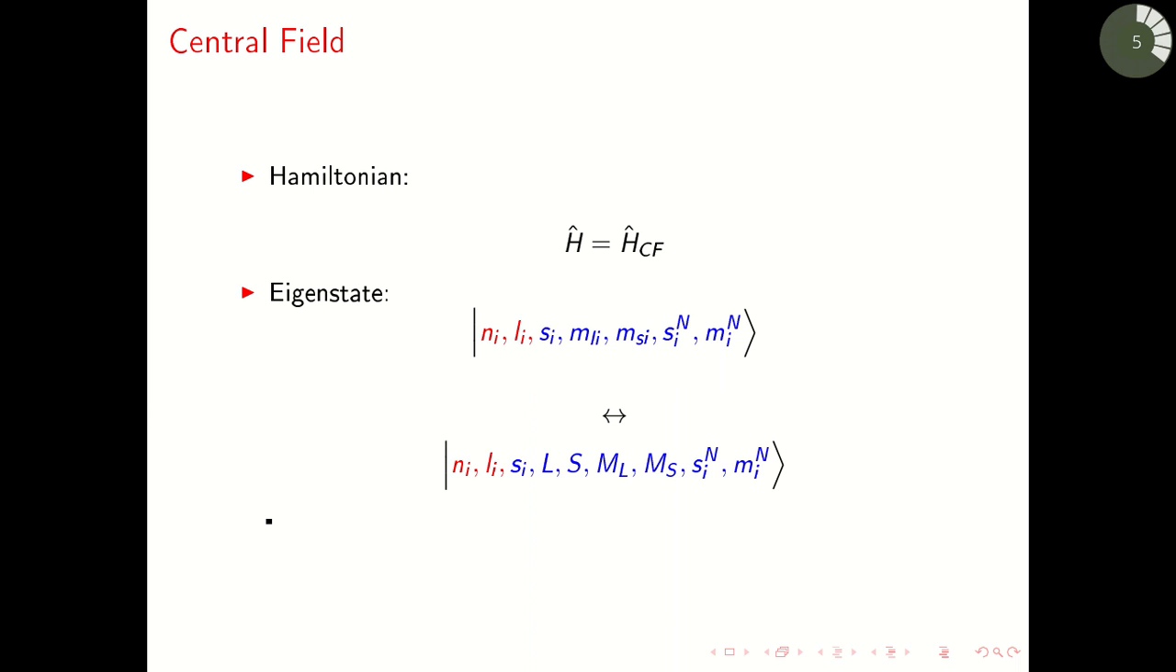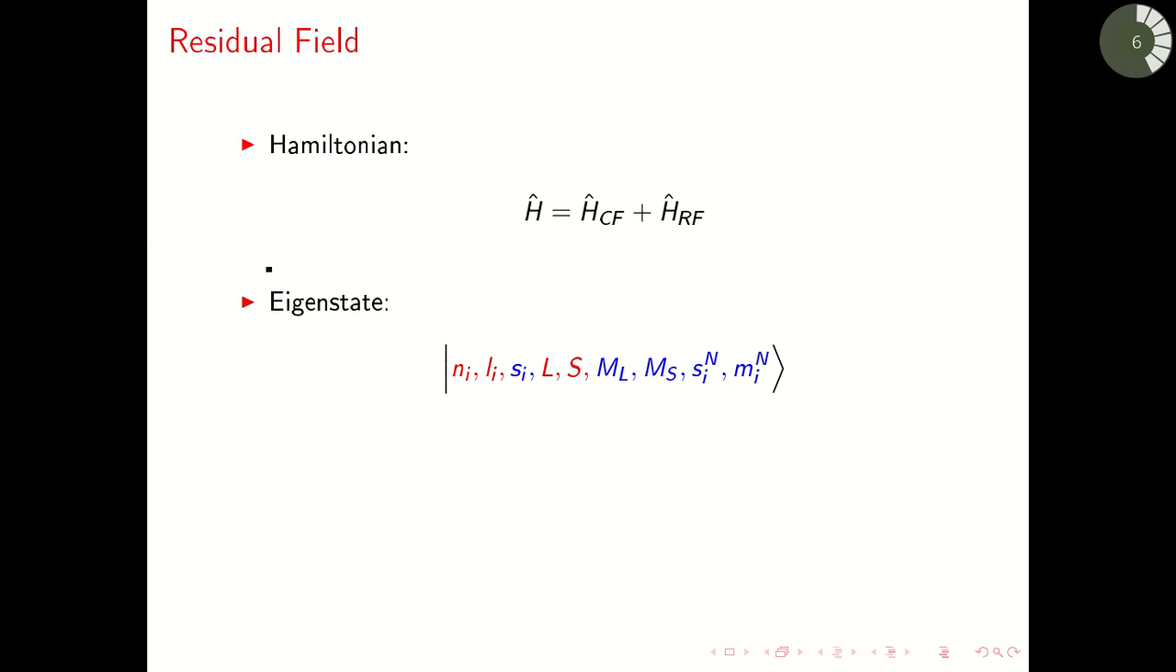In this case we can rearrange things a bit and write our eigenkets as states of well-defined total L and total S. This is useful since it diagonalizes our next perturbation, the residual field. On adding the residual field term, the energy becomes dependent on L and S, and hence they are shown in red.